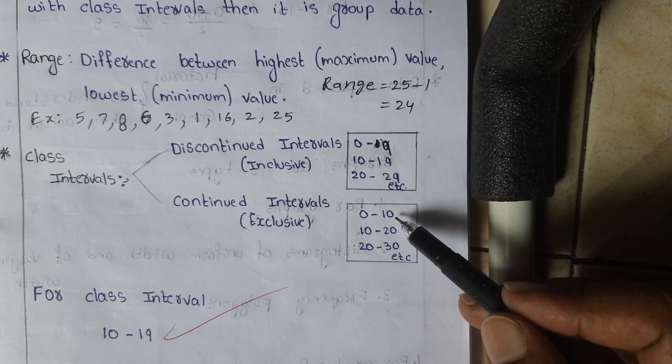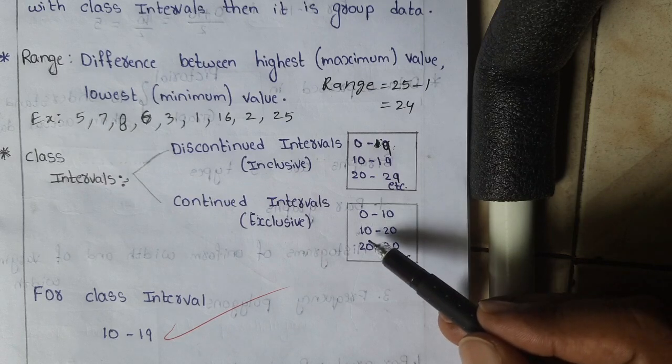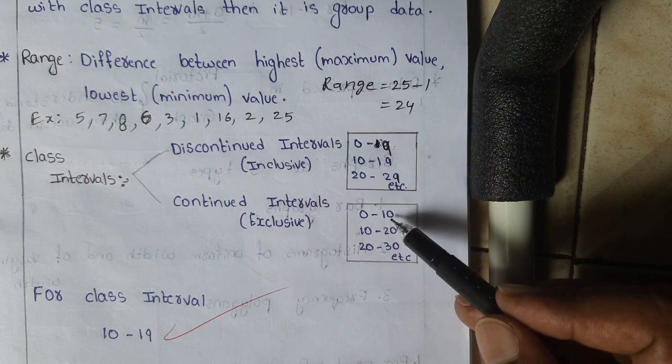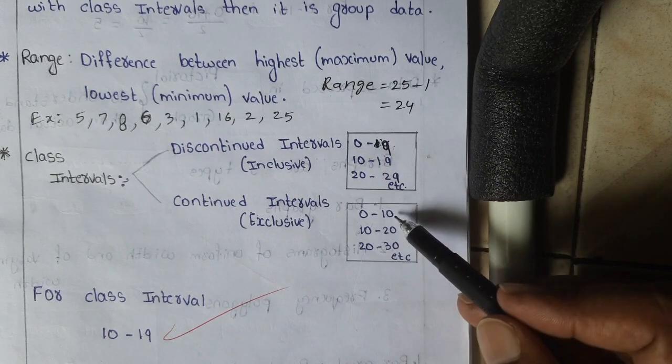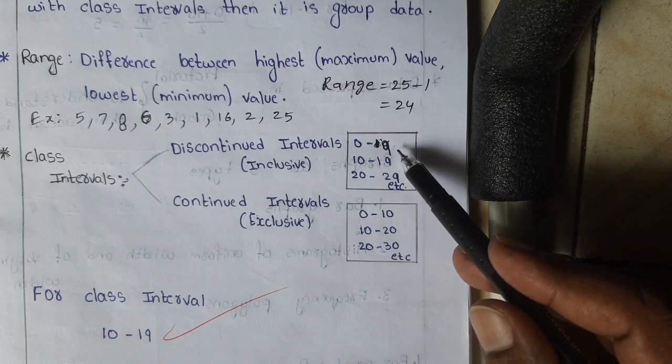Suppose a 10 one measure is coming. That 10 marks, right? You should not write in the first class interval. In the second interval we should write, because 10 is measured here. This is a continued interval. This is a discontinued interval.